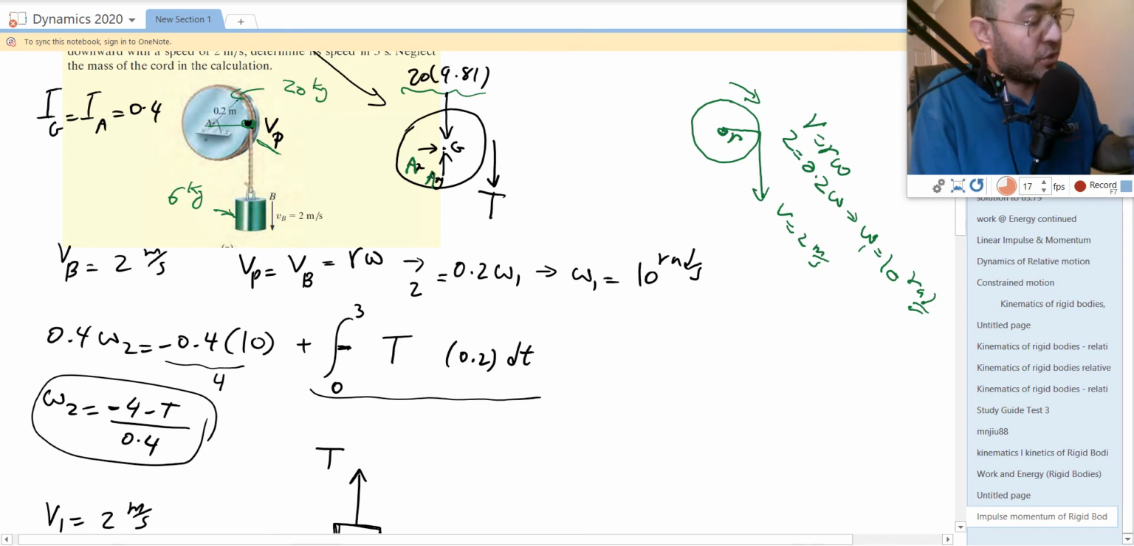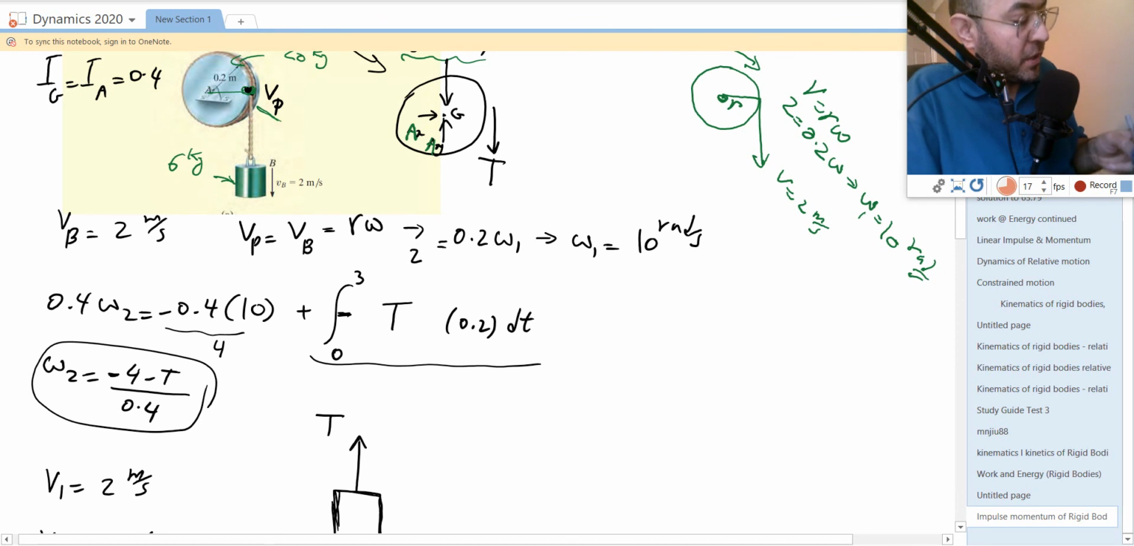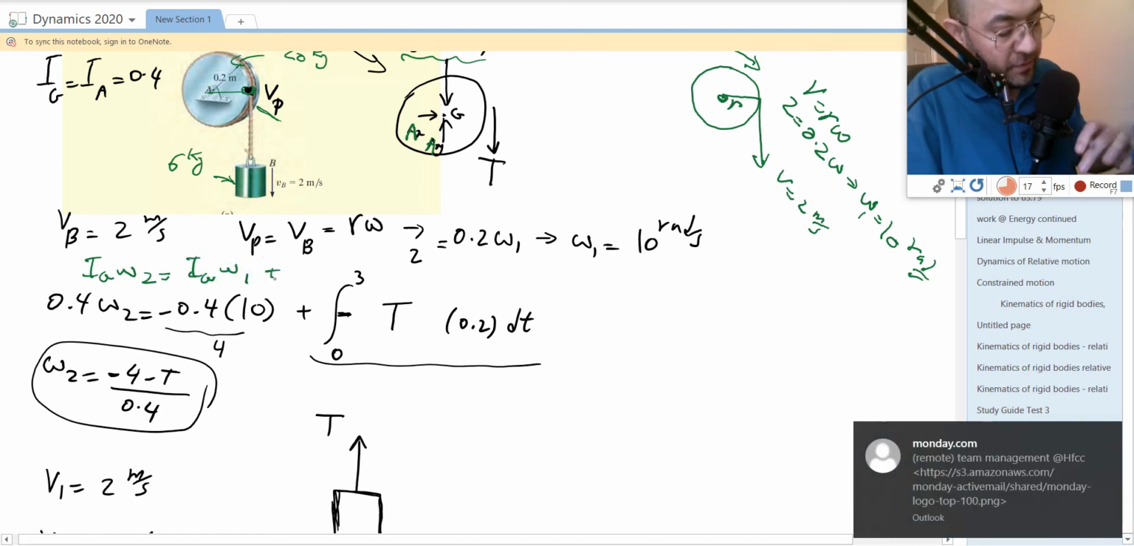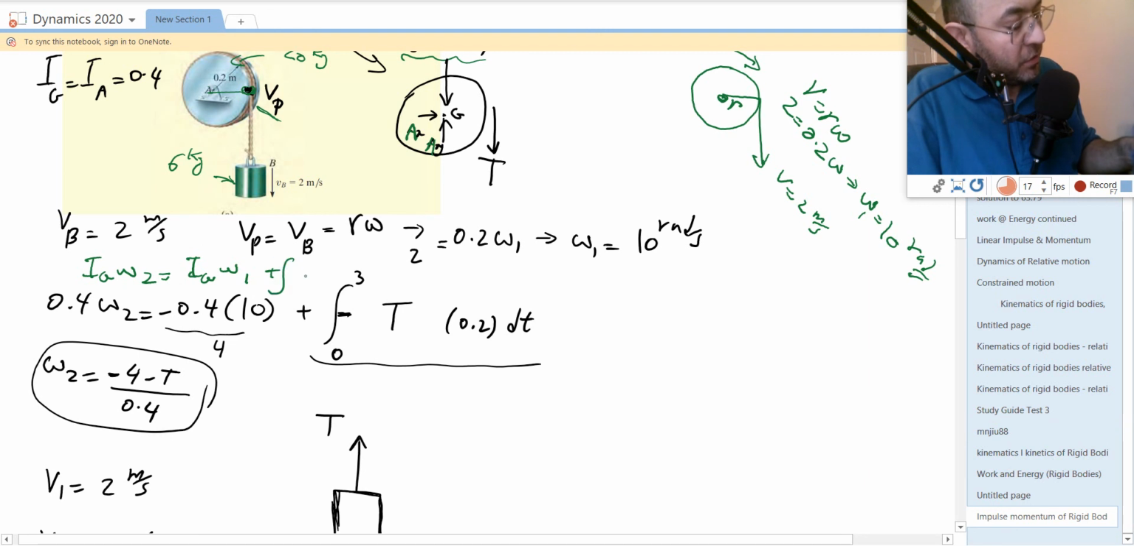Rotation about fixed point, what equation can I use? I can use this equation: IG omega 2 is equal to IG omega 1 plus integration of sum of moment about point G dt. Now IG omega 2. So IG is given to me, 0.4. Omega 2 I don't know. I want to find it. Omega 1 is given as 10. Actually, we found it from this calculation, 10 radian per second. We have the IG again. And why do we put negative? Because this is clockwise.